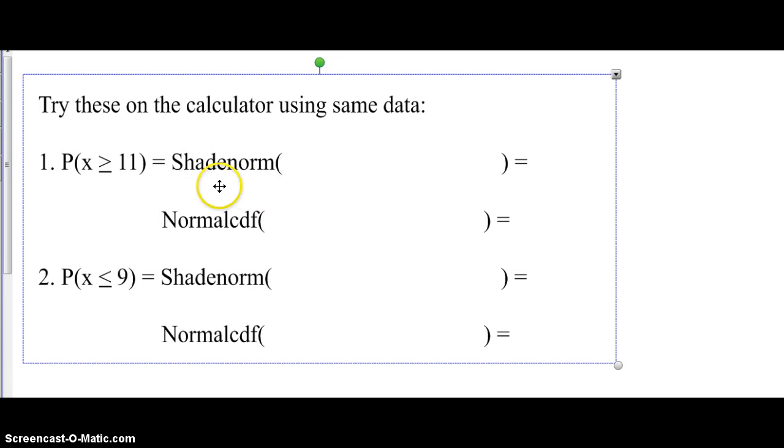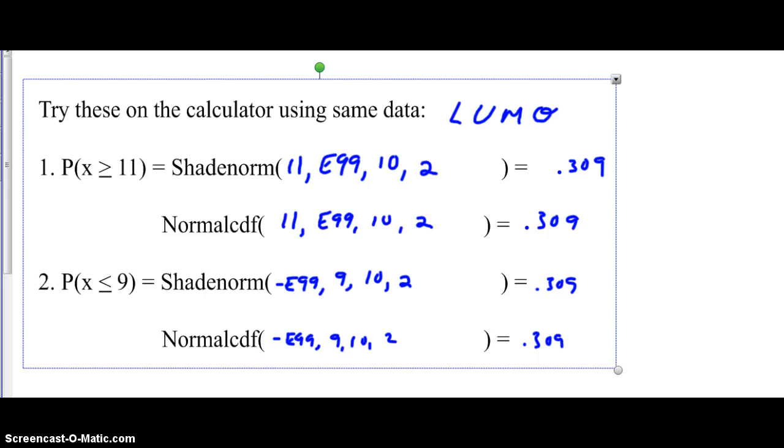I want you to go ahead and try using the calculators, try to set up your lower, upper, mean, and standard deviation, and you can use the shade norm or the normal CDF to find the same answers. So go ahead and try that and then bring it back. So you should have found your probabilities to be 0.309 in this case for all. And here, when you're representing greater than or equal to 11, you're going to be using infinity as your upper limit, and then for less than or equal to 9, you're going to use negative infinity to represent your lower limit.